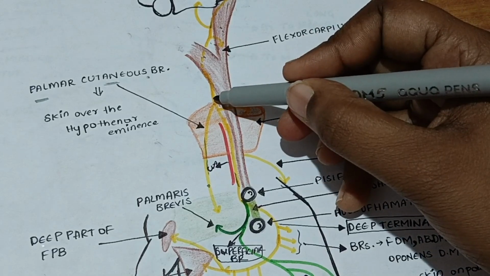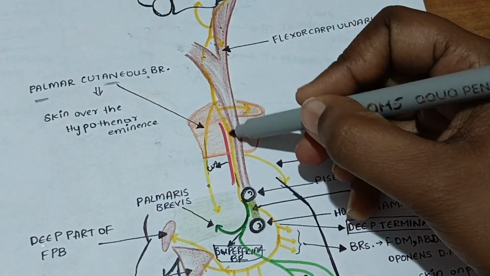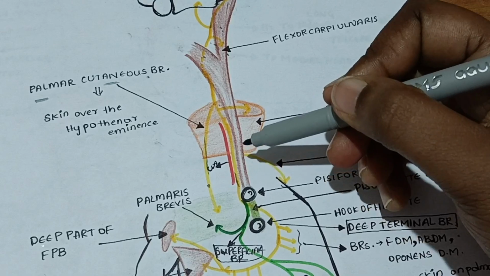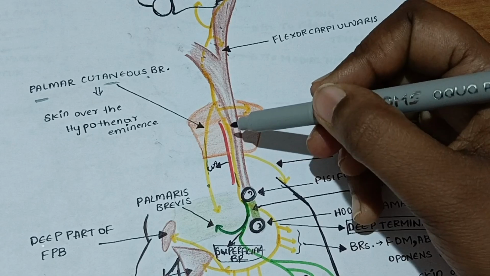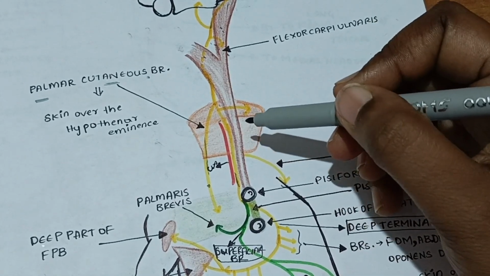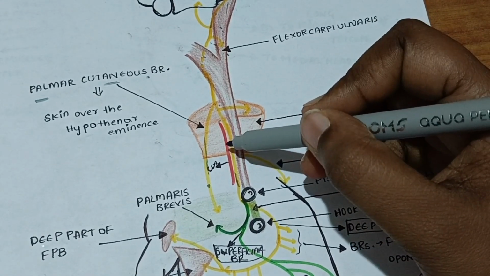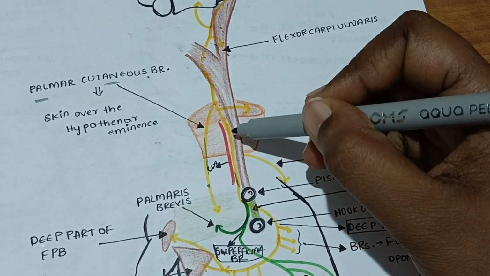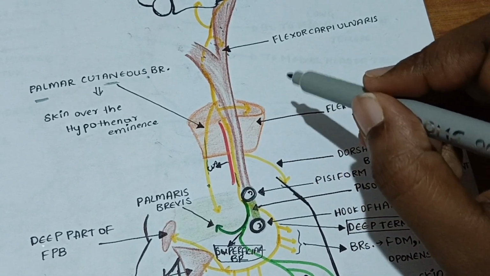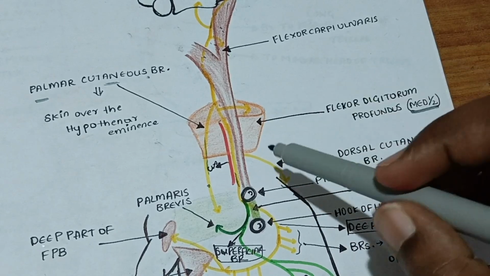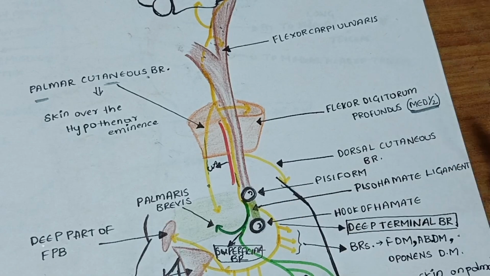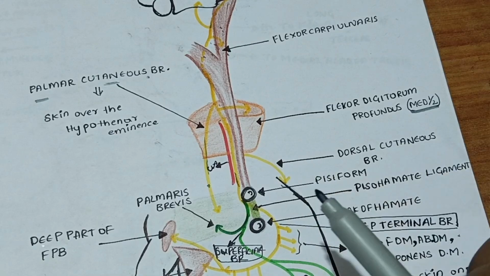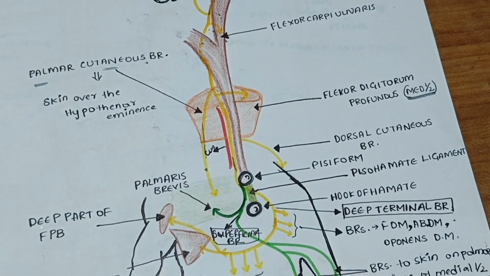Now, the main branch continues along with the ulnar artery. This is the ulnar artery. The ulnar artery lies lateral to the nerve, whereas the ulnar nerve lies medially. The ulnar nerve enters the hand region by crossing the flexor retinaculum.